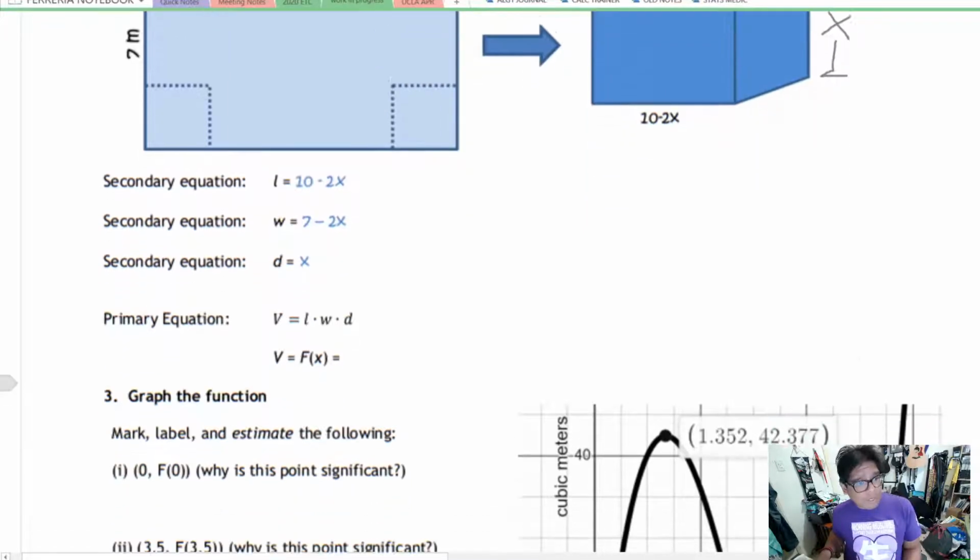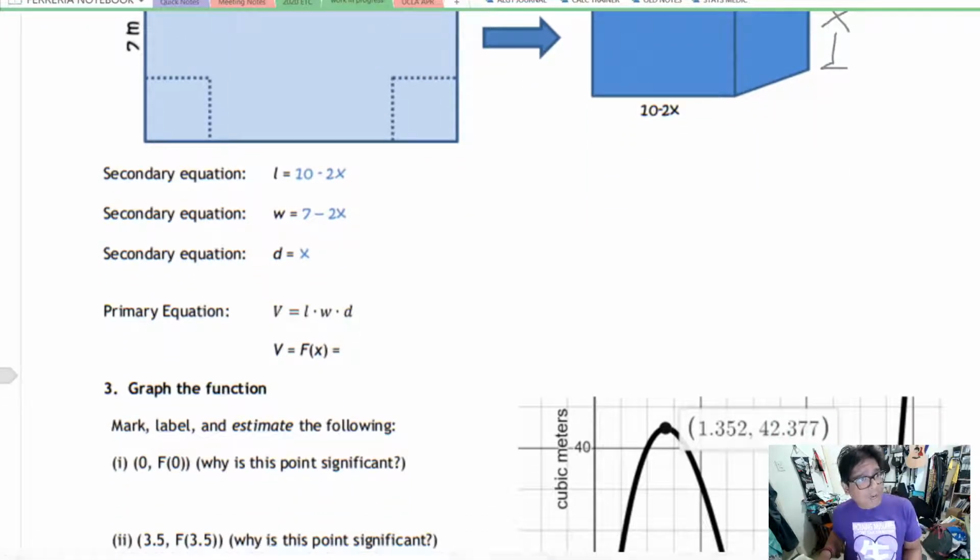So you probably notice down over here, we have a primary equation, which is the volume of the box, which is length times width times depth. That's the volume of any rectangular prism. So we'll relabel that as f of x, like always. And we'll substitute into that our three secondary equations, is what we usually call them.